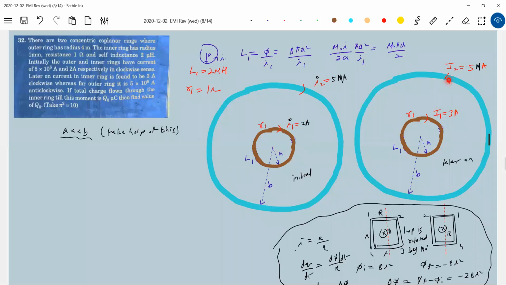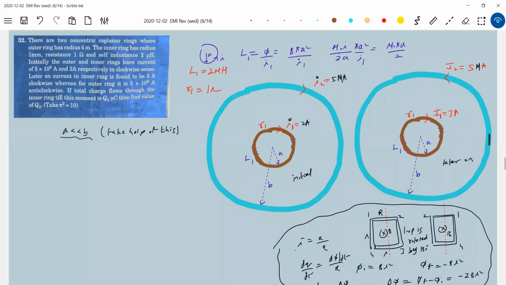Then the direction of current changed. So what happened to B bar? B bar has changed, so the flux linking this inner loop will change. Due to the change in flux, EMF will be induced, and due to that induced EMF, current will flow. Earlier the current was 2 ampere, now 3 ampere is flowing. So definitely some additional charge has flown. That charge flown has to be determined here.